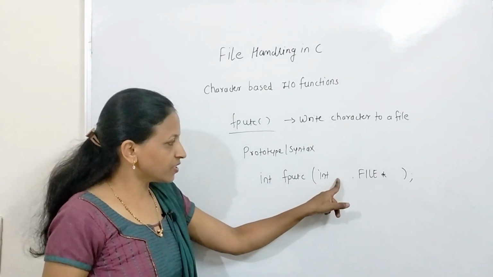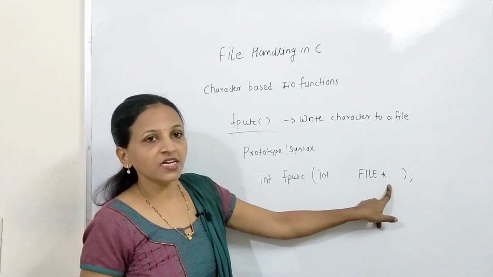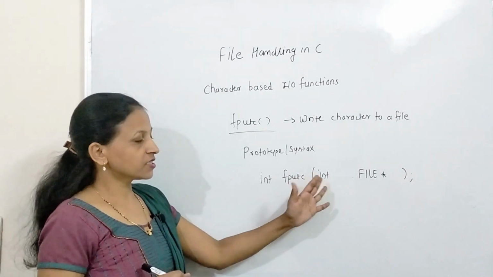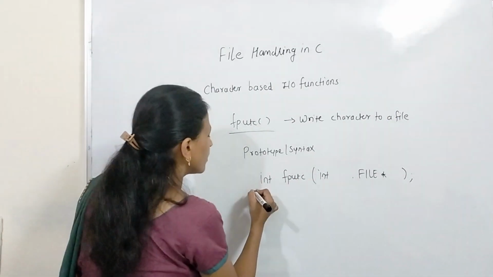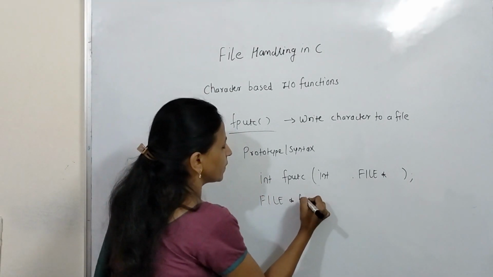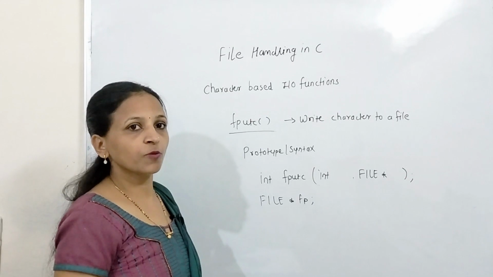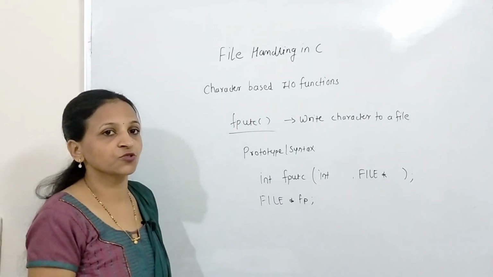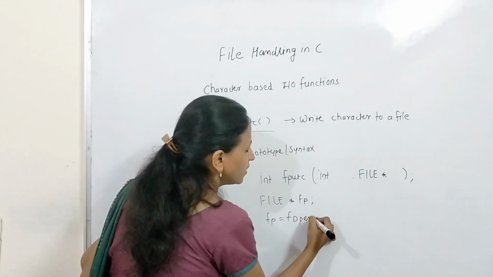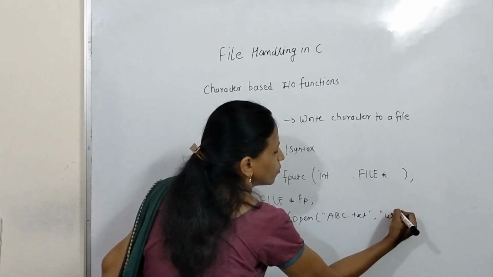The fputc function will write whatever first character you are passing, into the file, wherever the pointer position is; at that place this character will be written. How? For example, again the same fp, FILE star fp, and suppose we have opened a file in write mode. We must open the file in write mode so that we can write contents into it. We will open it like fp equals fopen, with the same name abc.txt, in write mode.